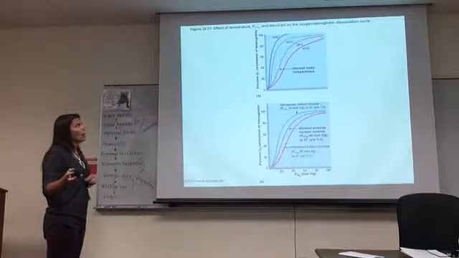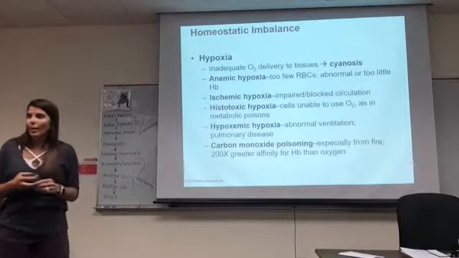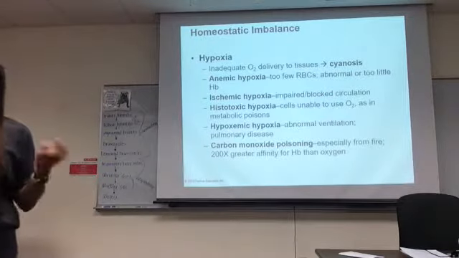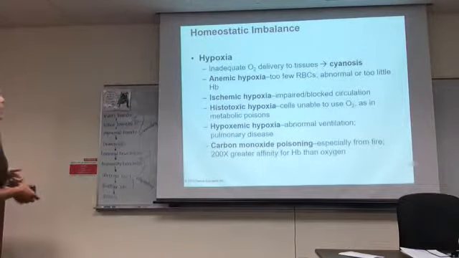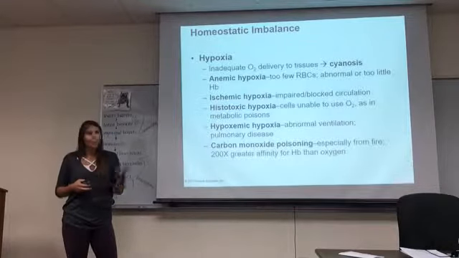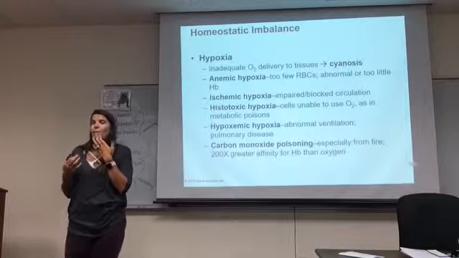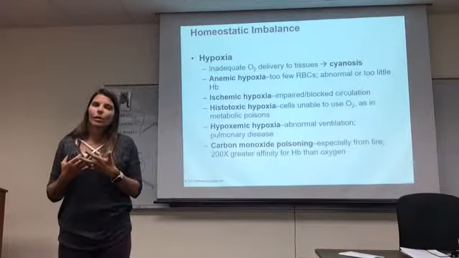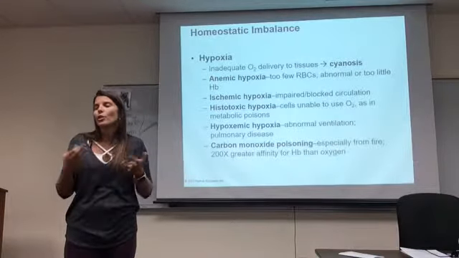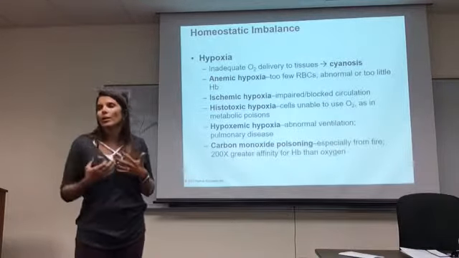Hypoxia. Hypo tells you what? It's low or lacking, yes. So hypoxia means that your oxygen levels are low. Inadequate O2 delivery to tissues. This causes cyanosis. What's cyanosis? The bluish-green coloring. And that tells us, when you're losing blood flow to a place, it starts to turn that cyanotic color. We already know blood is never blue. It just looks that way because it's oxygen poor.